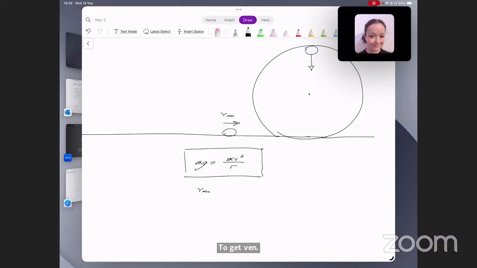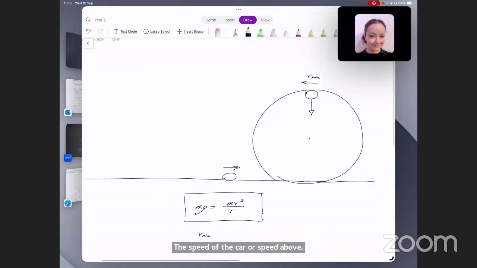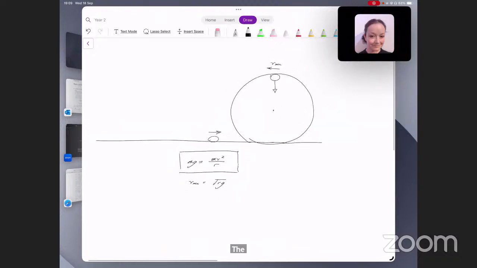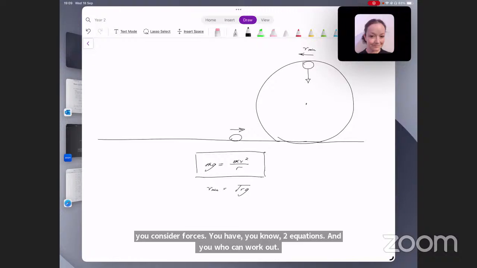Actually, it's a bit misleading that I've labeled V min here. What I mean by V min is the speed of the car, or speed of Bob, at the top. The V min expression would be the square root of RG. Once you get this, most of this mechanics problem is that you consider forces, consider energy, you have two equations, and you can work out the quantities that you want.